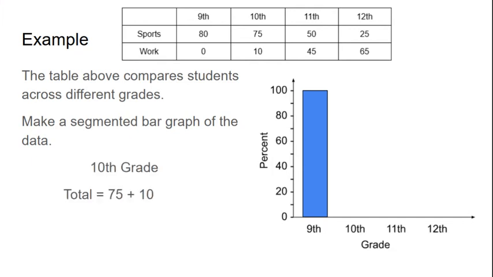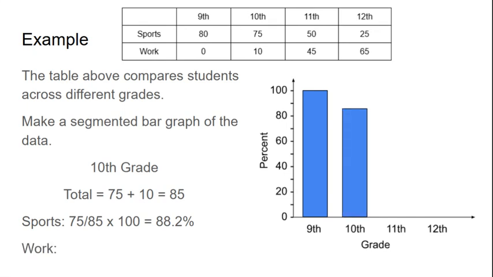10th grade, on the other hand, has a total of 85 students. 75 of them like to play sports. So 75 out of 85, convert that to a percentage by multiplying by 100, gives us 88.2%. Work has 10 out of 85, multiplied by 100, that gives you 11.8%. So above 10th grade, we're going to have a bar that is 88.2% tall, and then the remainder of the 100%, 11.8, is going to be made up of a different color, whatever you choose to represent the other activity, in this case, work.